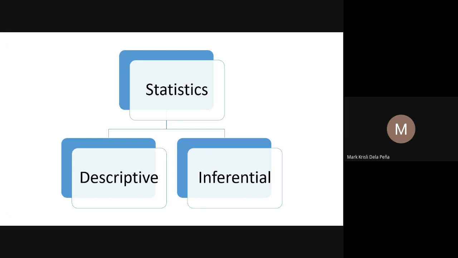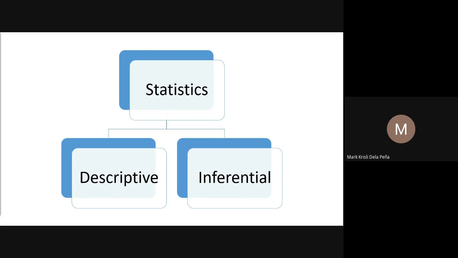Now, when we say descriptive statistics, the goal here is just to describe the behavior of the data through organizing and summarizing data, through presentation, through graphs, through tables. That's descriptive statistics. However, if you want to generalize, for example, about a population, you want to analyze a population, then we can use inferential statistics.